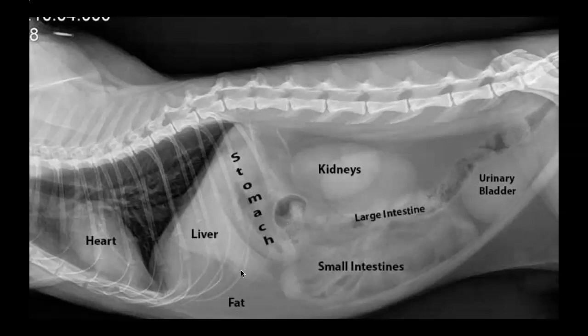So here again is a normal animal. This is a cat. We've got the urinary bladder, the right kidney, the left kidney, large intestine, small intestine, stomach, liver, some fat, and the heart. Can't see the spleen in this one. So note the size of the urinary bladder. Looks pretty good to me.